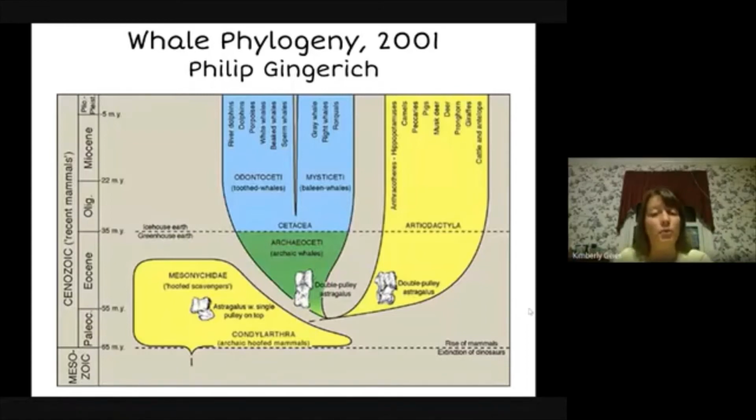So this was developed in 2001, that the mesonychids with their ankle with one big ridge, the artiodactyls branched off, and then the whales branched off of that, because the whales are more closely related to the artiodactyls than to the perissodactyls and the mesonychids.